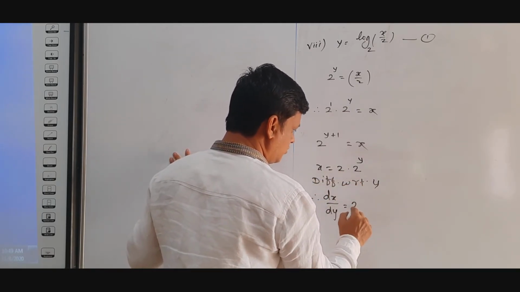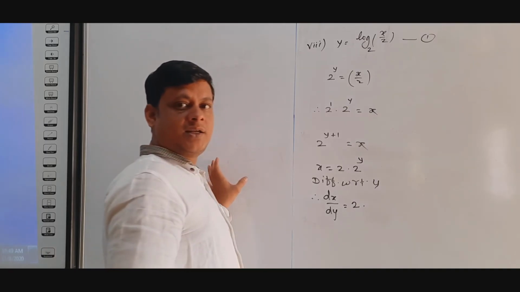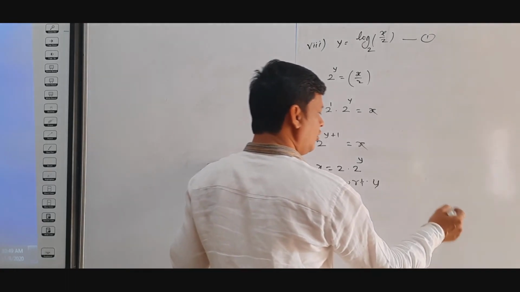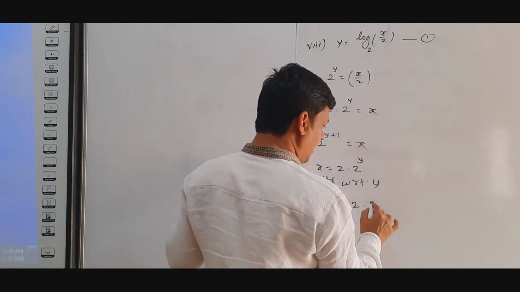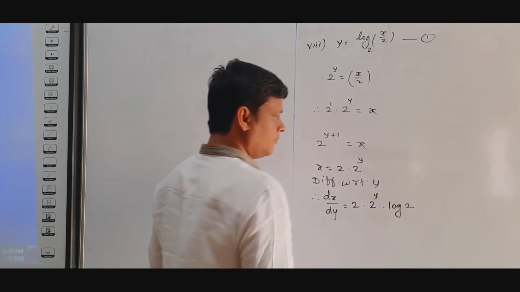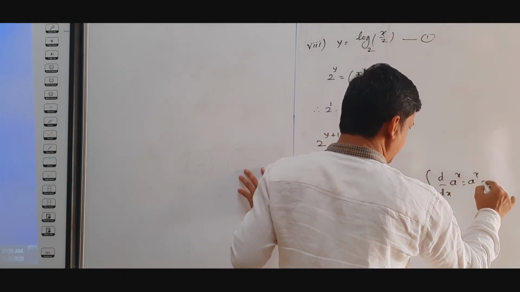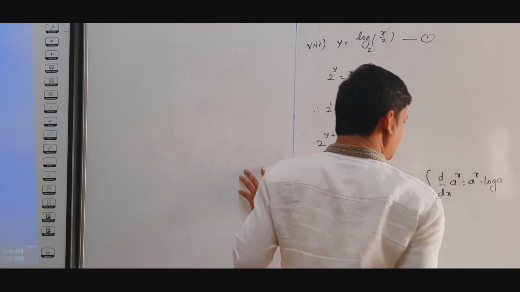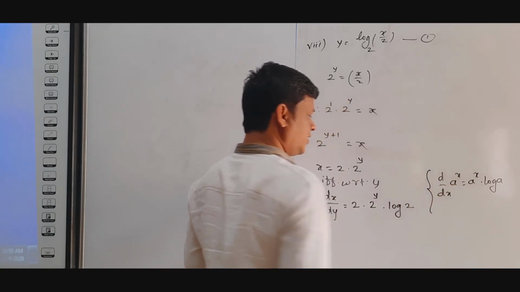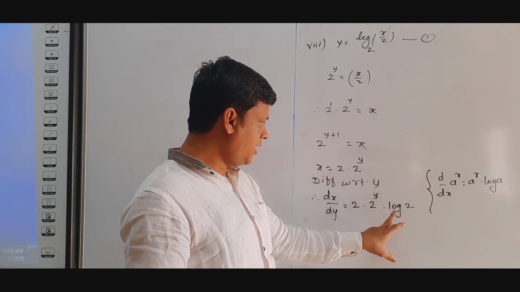Now 2 is constant, so keep 2 as it is. Derivative of 2 raised to the power y we find by the derivative of a raised to the power x with respect to x, that is a raised to the power x into log a. So derivative of 2 raised to the power y with respect to y is 2 raised to the power y into log 2. Here we use the concept d by dx of a raised to the power x is equal to a raised to the power x into log a. Now here in place of a we have the value 2, and in place of variable x we differentiate with respect to y. So we write here derivative of 2 raised to the power y as 2 raised to the power y into log 2.